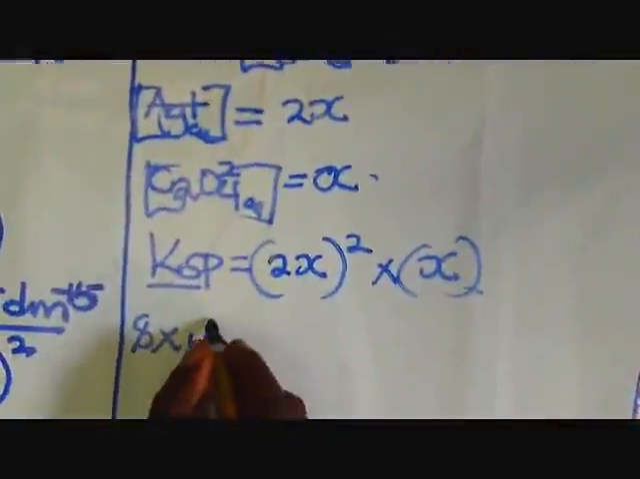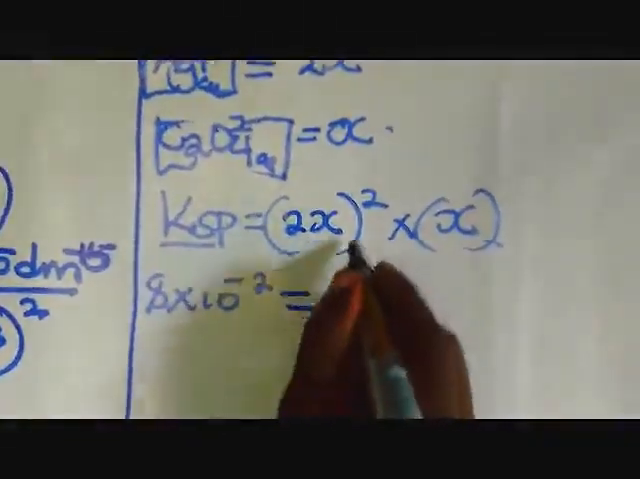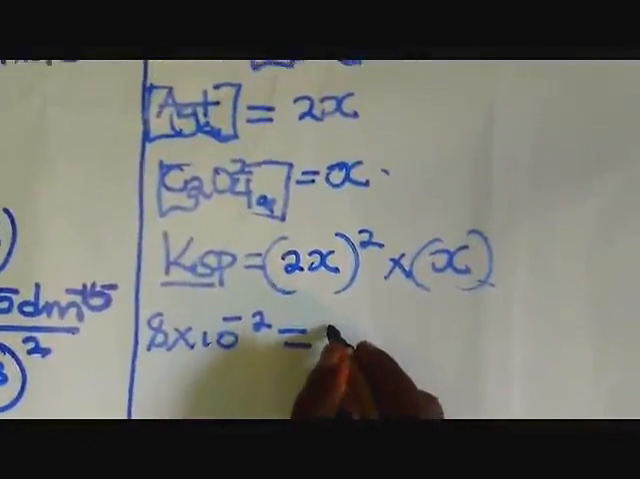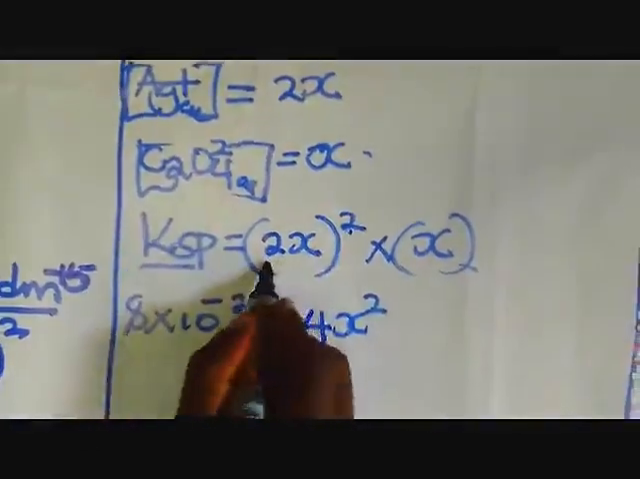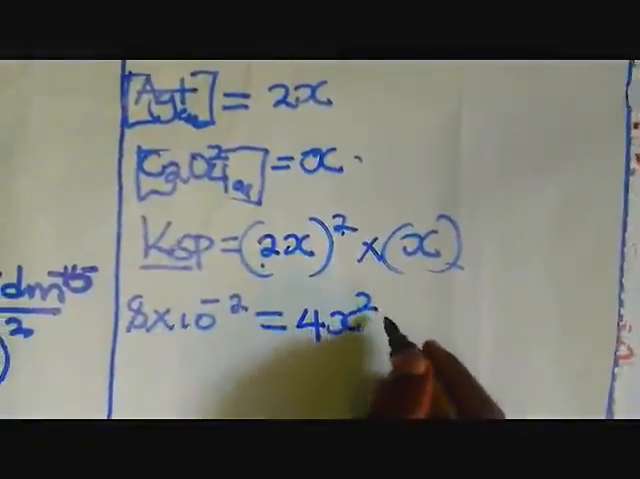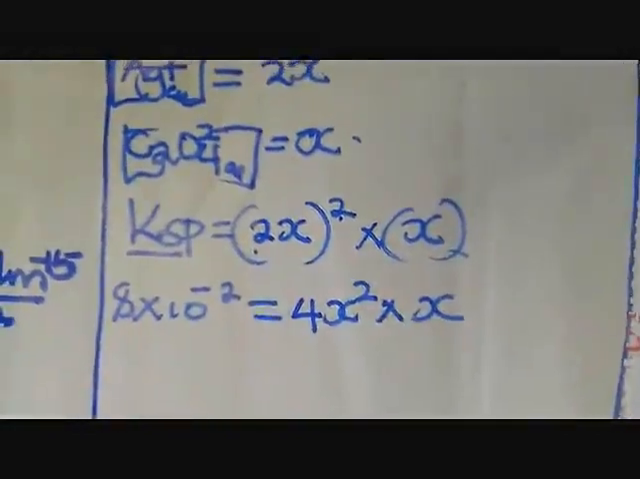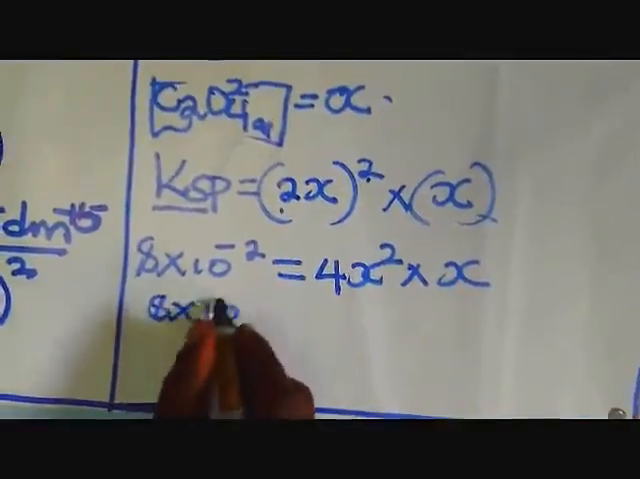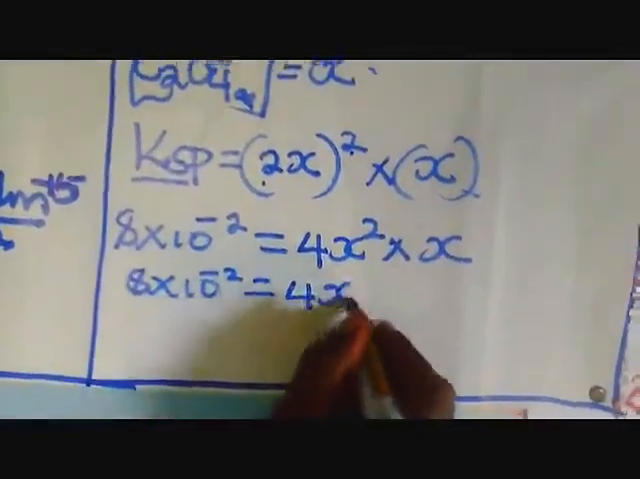So we shall say 8 times 10 to the power negative 2 is equivalent to this now (2x) to the power 2, and this one is going to give us 4x squared because of this 2 times this 2. So we are seeing now times again x. So we are going to arrive at our answer as 8 times 10 to the power negative 2 is equivalent to 4x cubed.